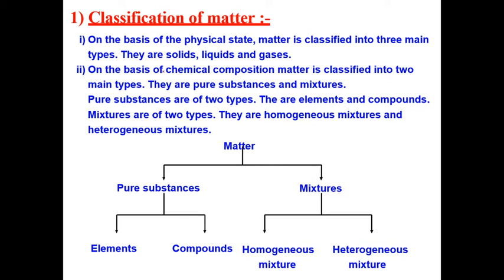On the basis of the chemical composition, matter is classified into two main types. They are pure substance and mixture. Clear? So what is a pure substance? Pure substances are of two types: they are present in element form or in compound form.